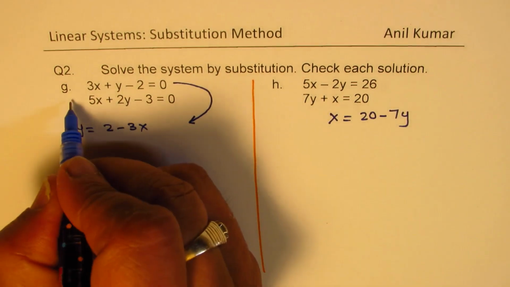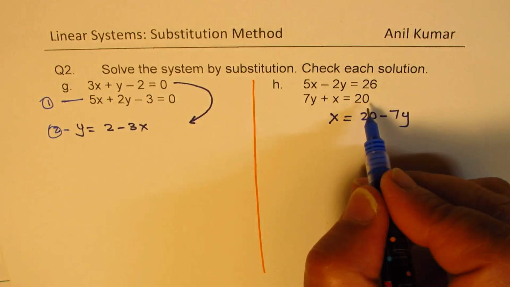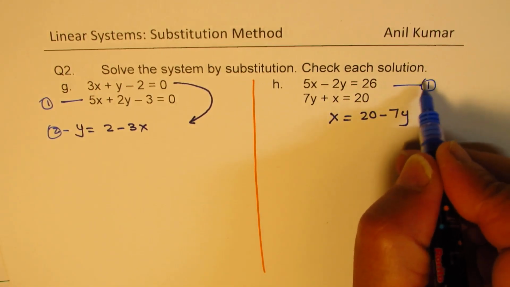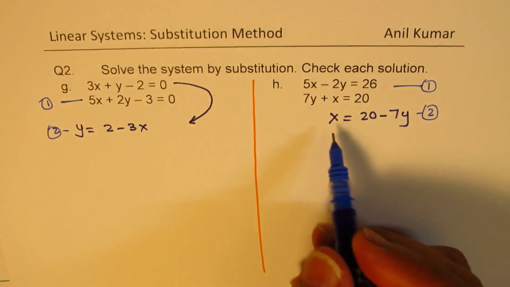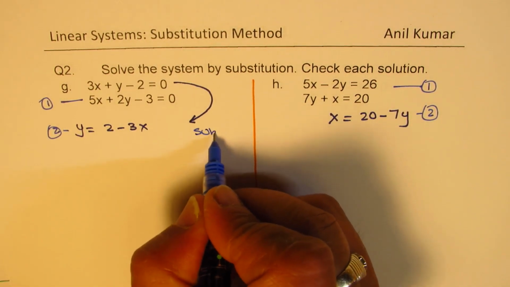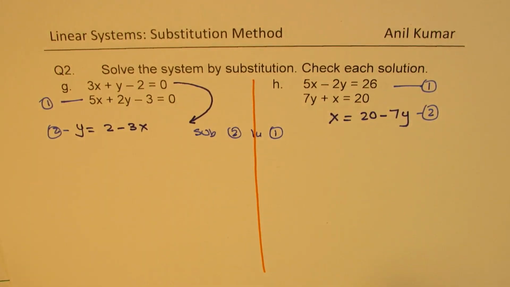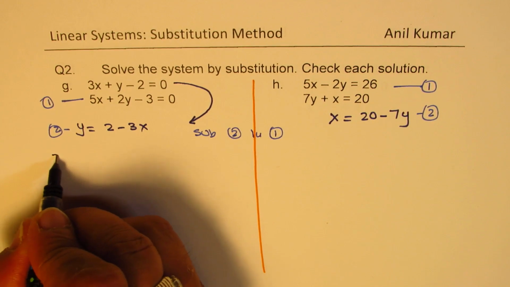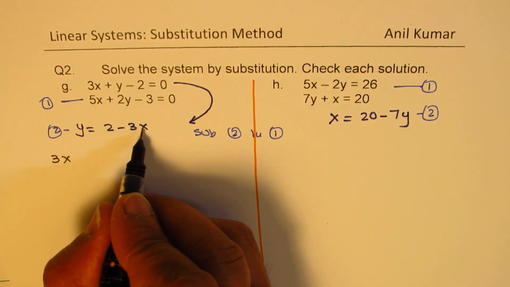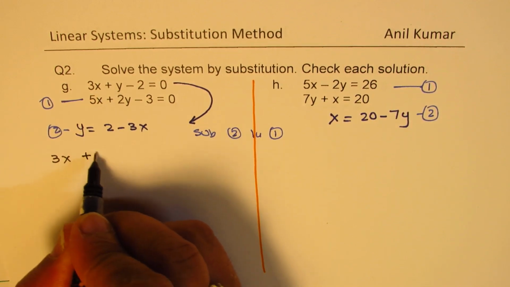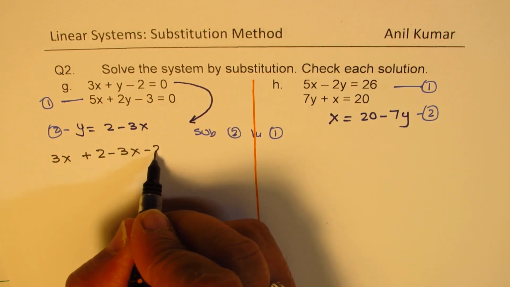Once you do that, let this be my equation number 1 and this be my equation number 2. And now we'll substitute 2 in 1. So the answer is sub 2 in 1, correct? Then rewrite. In the first equation, 3x, instead of y, I'm writing 2 minus 3x. Since this is plus, we can straight away write plus 2 minus 3x. We have minus 2.